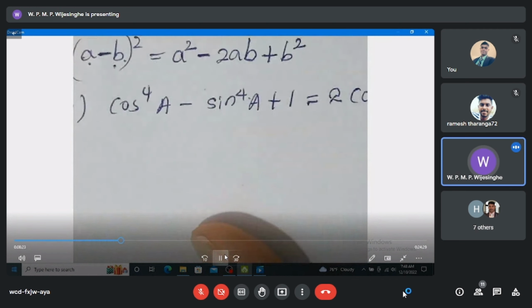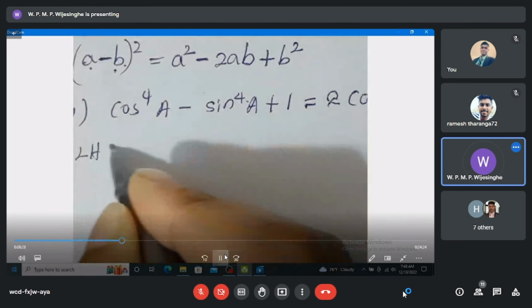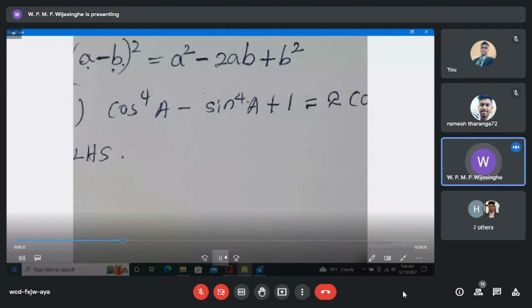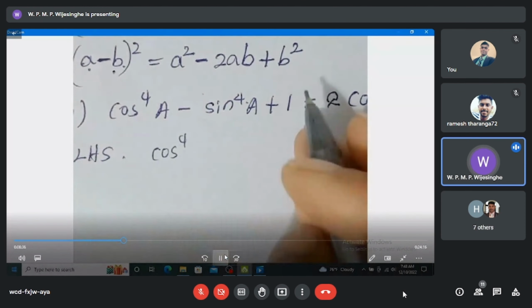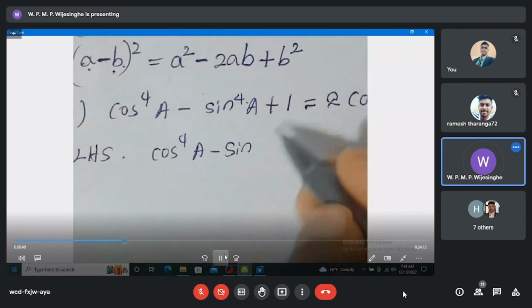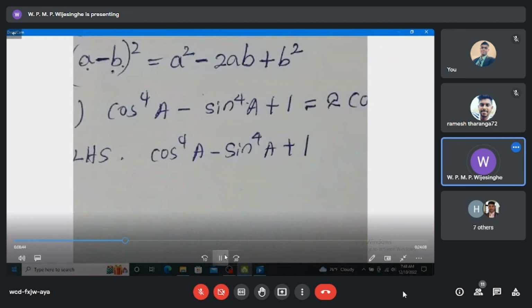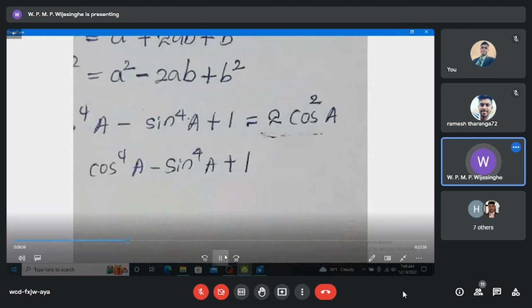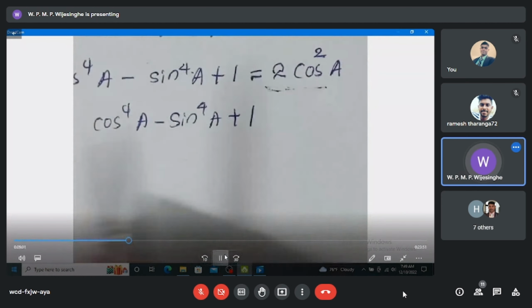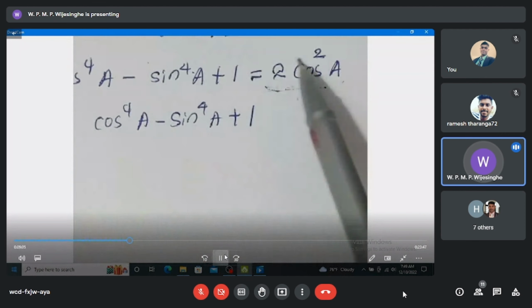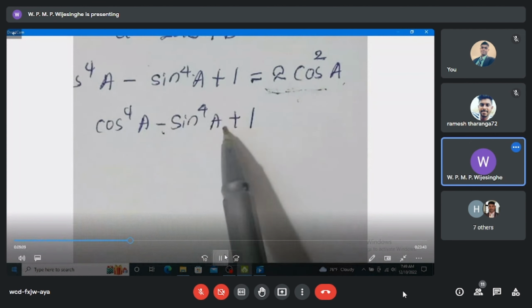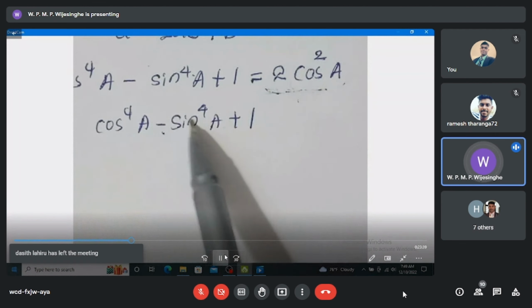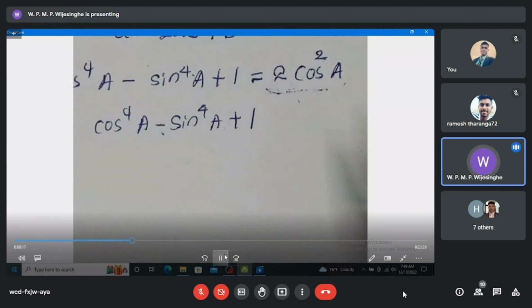I am going to start this calculation from the left hand side. Here in the left hand side, cos to the power 4 A minus sin to the power 4 A plus 1. By using this left hand side, I should get this final answer, right? So here, cos and cos angle is here. Then here it is sin A. We should eliminate this sin A because the final answer does not consist of sine ratios. Right?